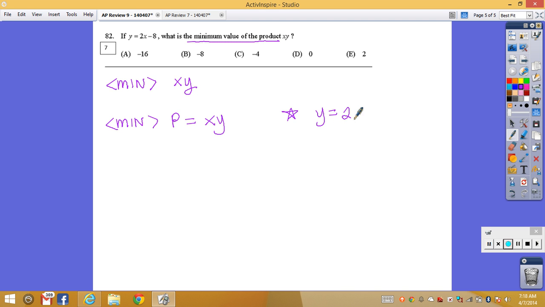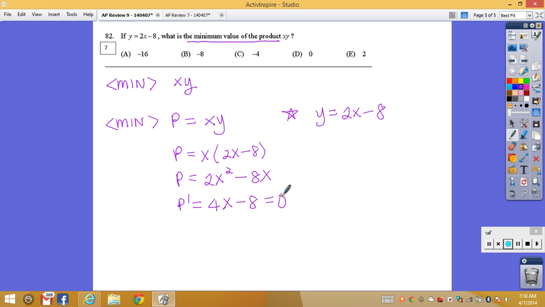So I'm not going to finish this one for you. That's your extra information. So x times 2x minus 8, which, because we're going to find a derivative, I would actually multiply it out so I don't have to do a product rule. Find your derivative, 4x minus 8, set equal to 0. This can't equal undefined, so you actually end up with x equal to 2.